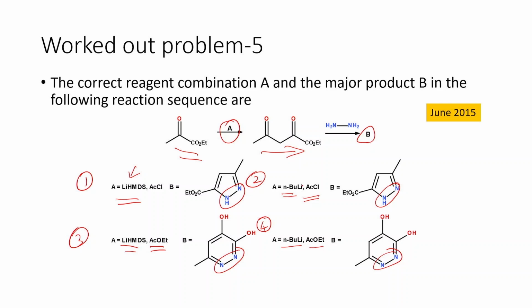So obviously they are going to abstract the most acidic proton. So this is step number 1. And the next step is they are going to react with the acyl unit, either an acid chloride or an ethyl ester. So either one of them will undergo a reaction that leads to the formation of a beta ketoester, and this now has to undergo a reaction with the hydrazine.